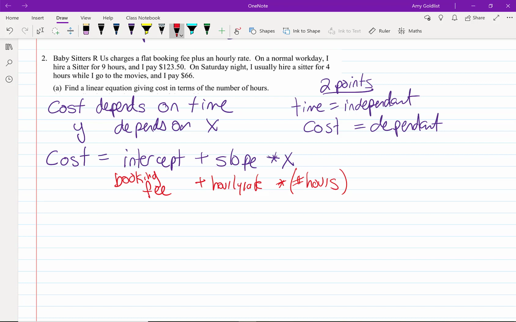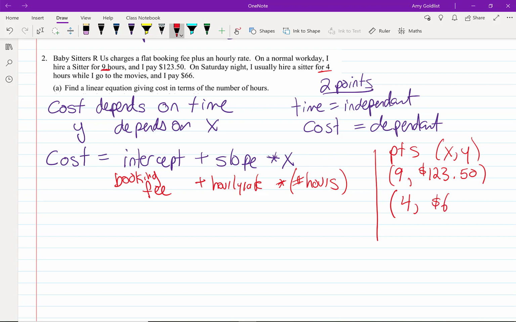Let's look at our 2 points. And I'll draw these here. Points, and let's put X comma Y. Well, I know 9 hours on a work day gives me a fee of $123.50. I know that on my movie day, only 4 hours, I only pay $66. That means that my Y values are in money and my X values are in time. So first, let's find that slope.